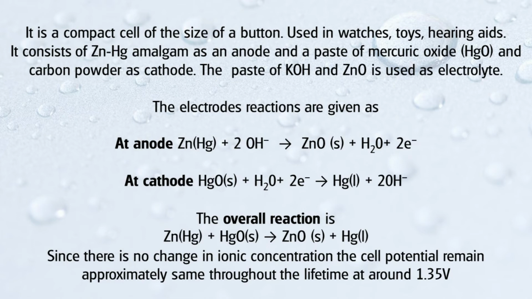The anodic reaction involves oxidation of zinc to zinc oxide. Cathodic reaction involves the reduction of mercuric oxide to mercury. If you look into the overall reaction, since there is no change in the ionic concentration, the cell potential remains approximately the same throughout at around 1.35 volt. This is one of the advantages of mercury cell.